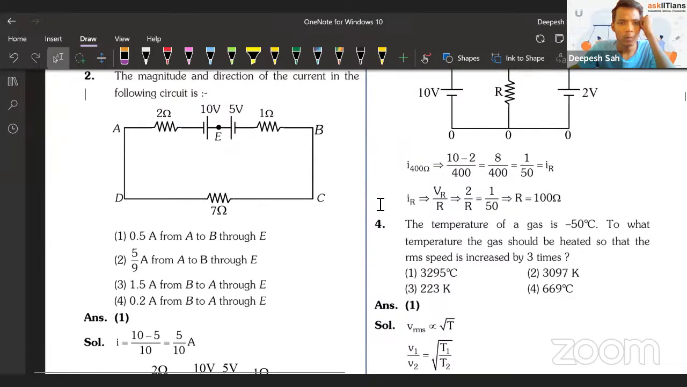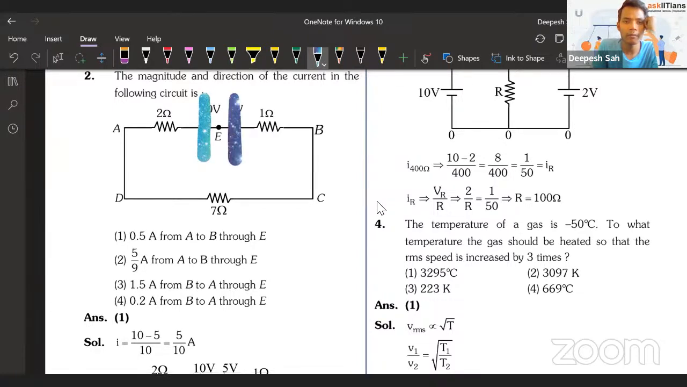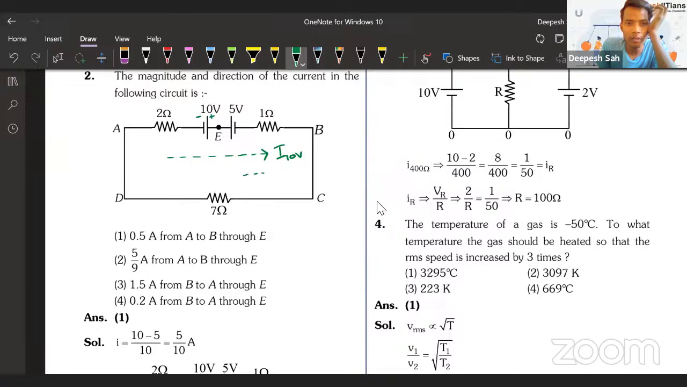There is a circuit over here. I have one bigger battery, 10 volts, and one smaller battery, 5 volts. So what should be the direction of current? Let's leave the magnitude part and try to understand the direction. This will be the direction of current due to the 10 volt battery, because this is positive and this is negative. And this will be the direction of current due to the 5 volt battery, because over here it is positive and negative.